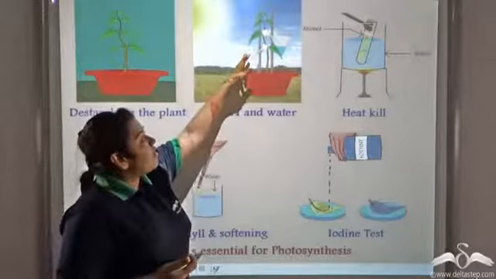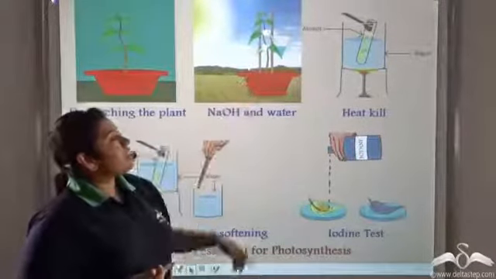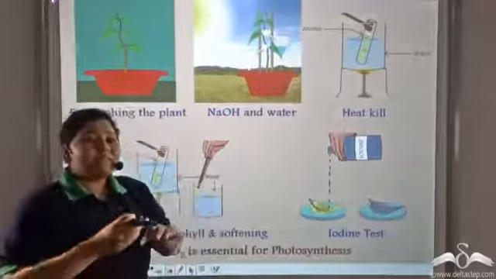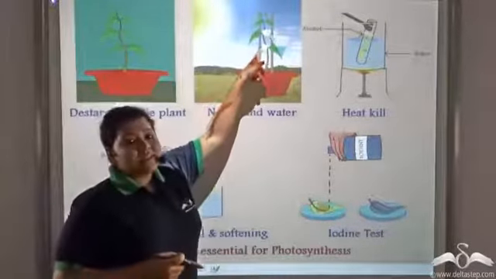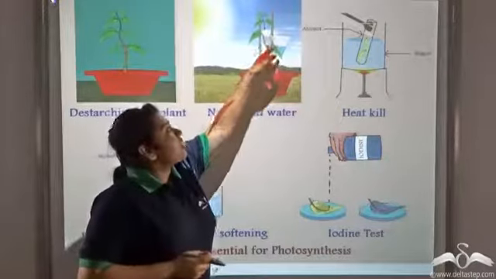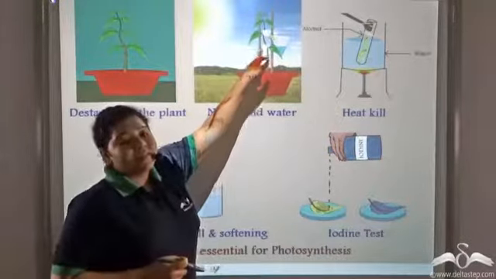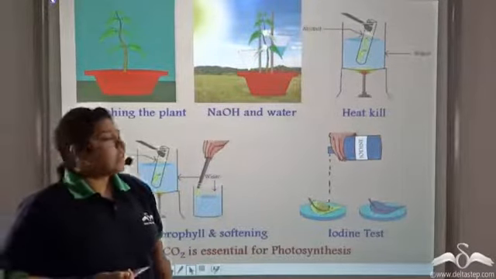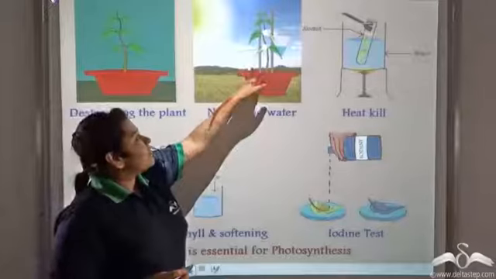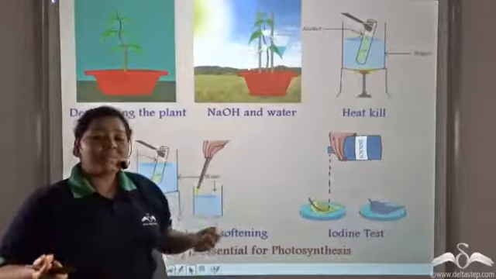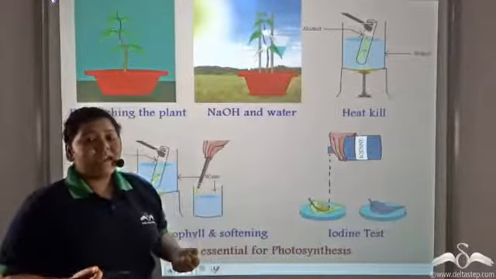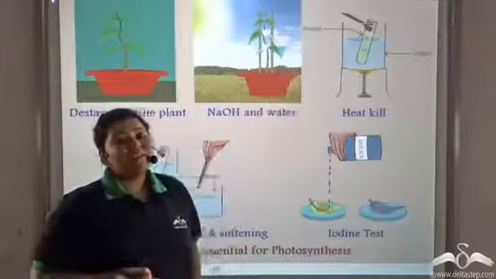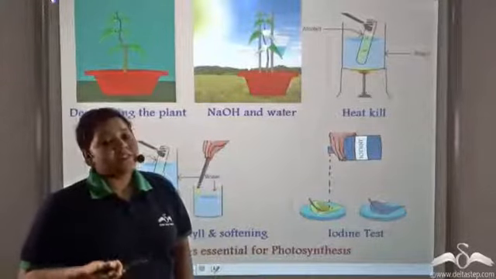Next, a beaker containing sodium hydroxide and another beaker containing water is tightly placed around 2 leaves and tightly corked with cotton balls. Now, what is the significance of this process? Well, sodium hydroxide absorbs carbon dioxide from the air and turns white. But water does not have the property of absorption of carbon dioxide.